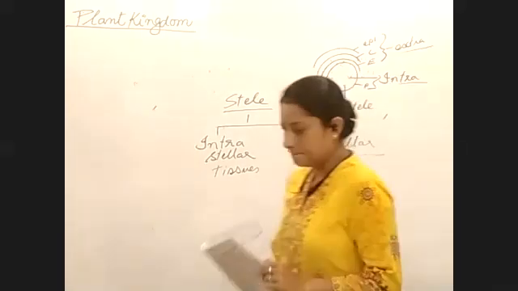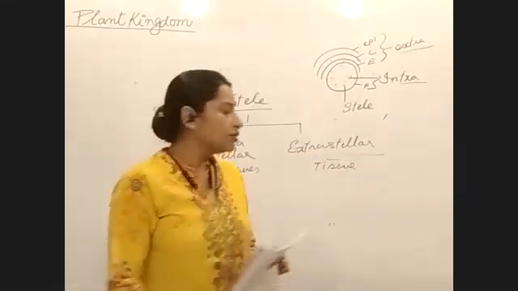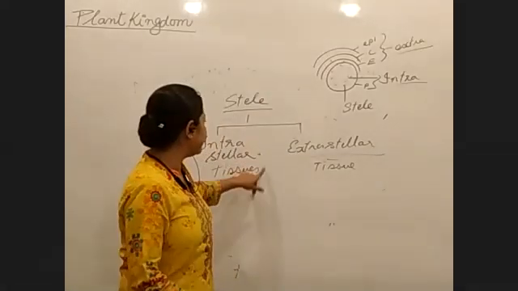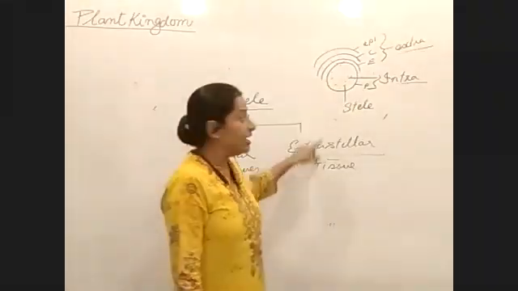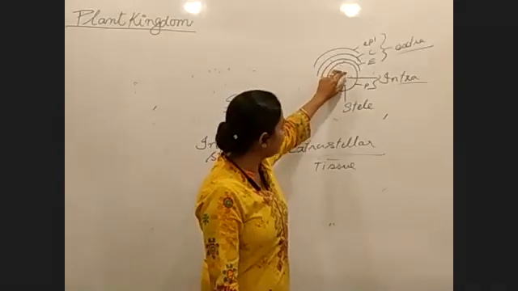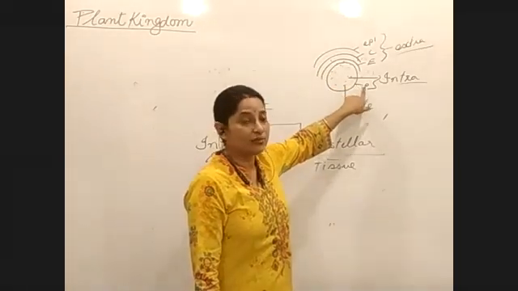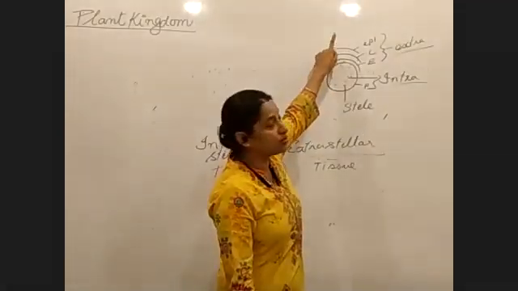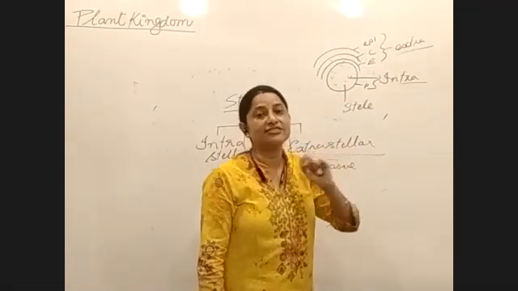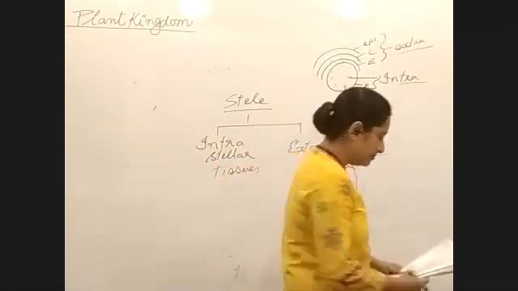Ma'am, the voice had gone. Okay. So we are talking about intracellular tissues and extracellular tissues. Intracellular tissues are the cili with the pericycle, that we call intracellular. Endodermis onwards we call extracellular tissues. Clear?